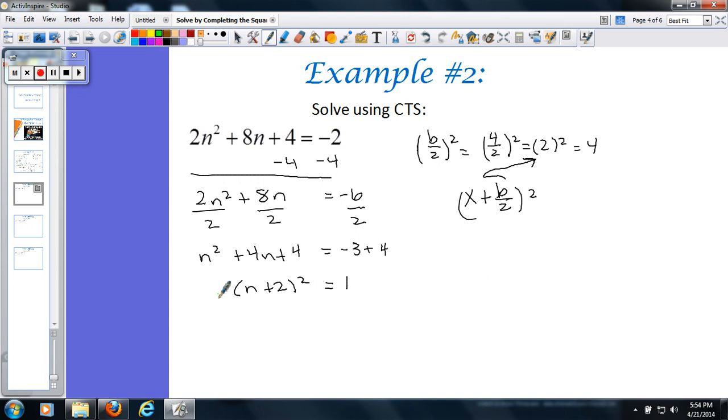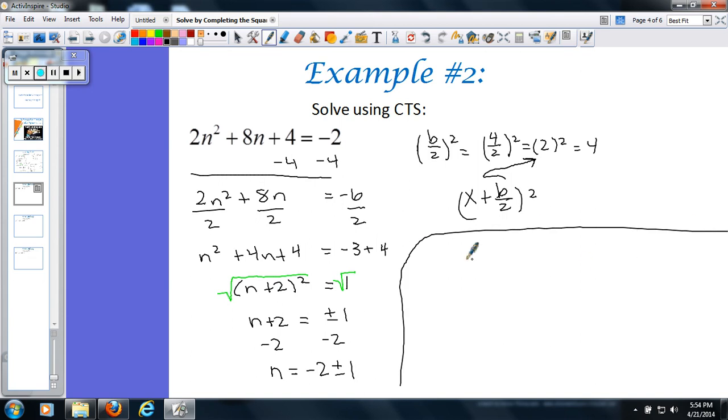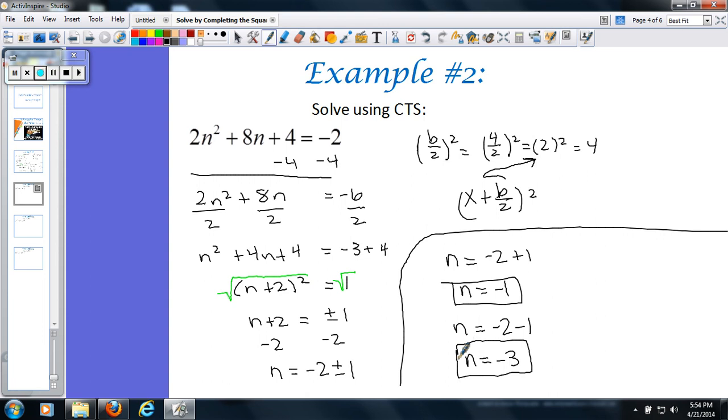Now we solve. Square root both sides. This gives me n plus 2 equals plus or minus the square root of 1, which is 1. Finish solving. Subtract 2 from both sides. I get n equals negative 2 plus or minus 1. That's going to be n equals negative 2 plus 1, which is n equals negative 1. Or n equals negative 2 minus 1, which is n equals negative 3. Okay? So, these are my two examples.